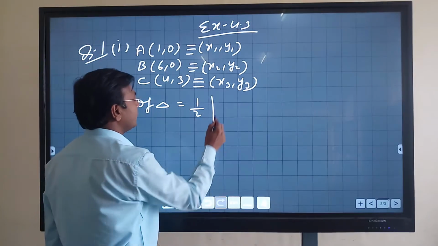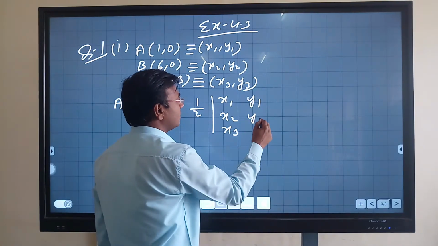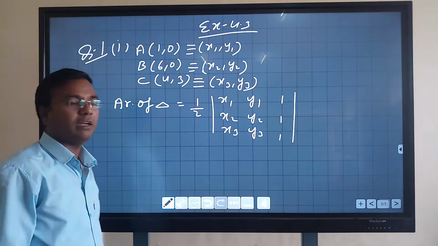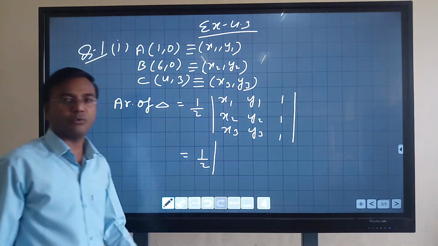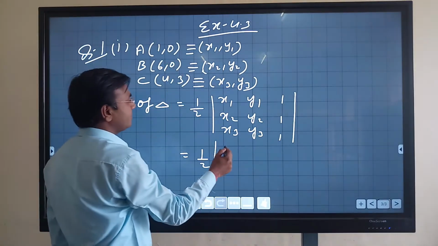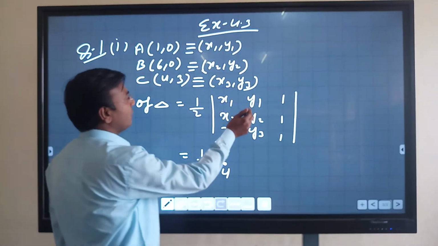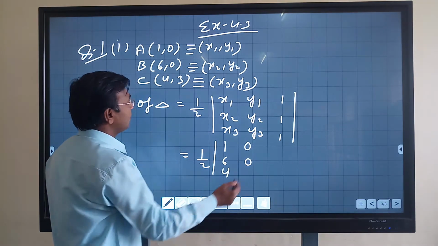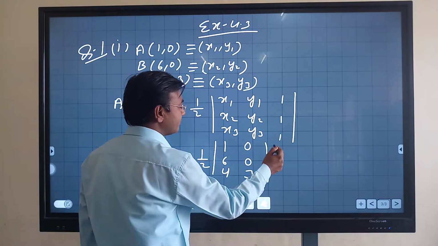One by two determinant of, write the formula first of all. It is important for the step marking in CBSE board that you must write the formula and even avoid the mistakes as well, which might be done during the calculation. So x1, x2, x3 means 1, 6, 4 and y1, y2, y3 means 0, y2 is also 0 and y3 is 3, and the third column is 1, 1, 1.